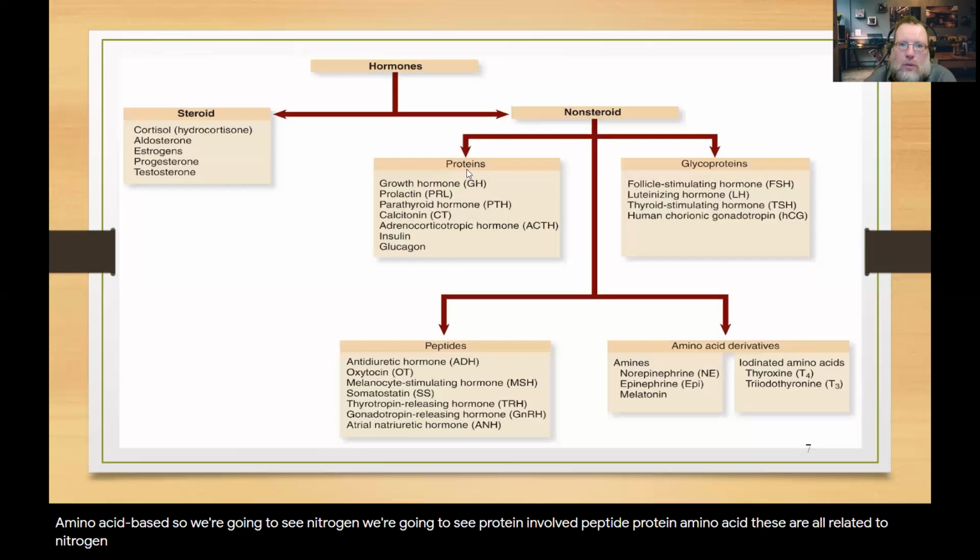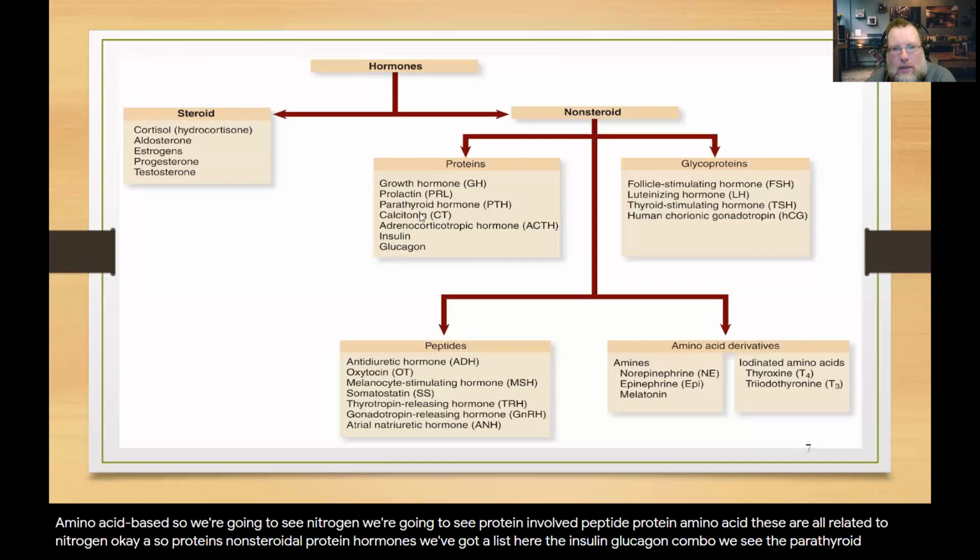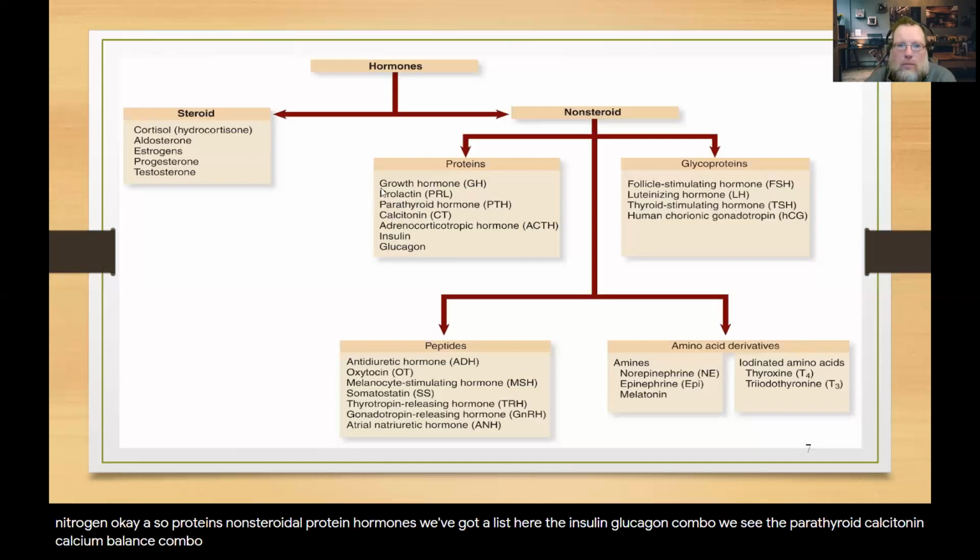Okay, so proteins, non-steroidal protein hormones, we've got a list here: the insulin-glucagon combo. We see the parathyroid calcitonin, calcium balance combo, growth hormone, and prolactin as well. So we'll talk a little bit about these as we go, not just today, but throughout the semester. Same with the glycoprotein non-steroidal group.